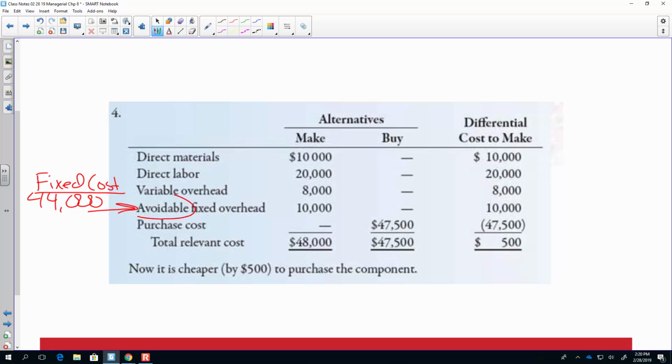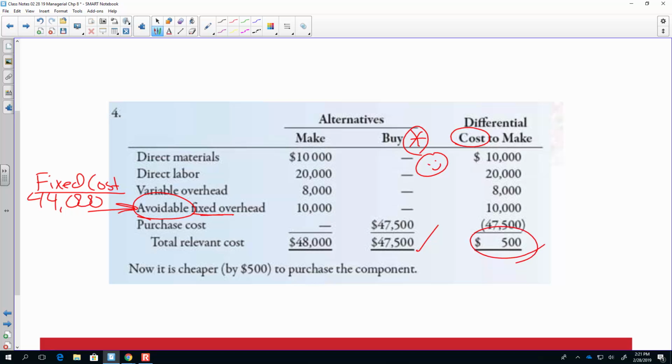What's the word here that the author uses? Avoidable. Watch for that word in your exercises and problems. If it's avoidable, fixed. Remember the rule of thumb is variable is always relevant, fixed is always irrelevant. This is the rule that's broken because the cost does change between the two alternatives. Is that okay? So now, if we can avoid this fixed overhead, what's our best decision now? To buy. Why is the buy the best decision? Its cost will be cheaper, right? The cost is less here, so the buy is the best decision to make in this case.